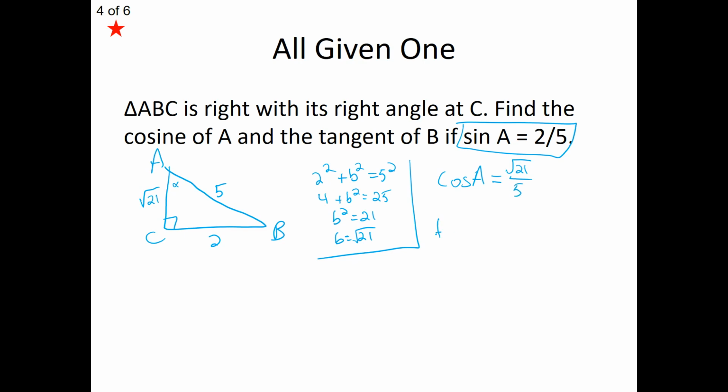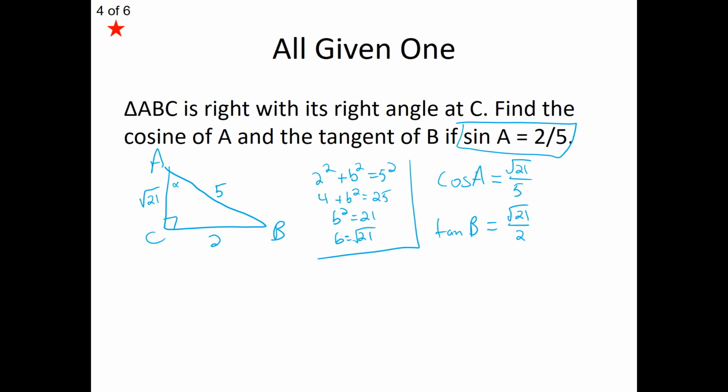Now let's do the tangent of angle B. Tangent of angle B is opposite over adjacent. So the opposite is √21 over 2. And there we have it. We can find these missing sine, cosine, and tangent ratios by building a triangle using the given ratio.